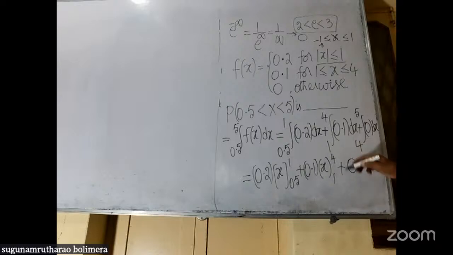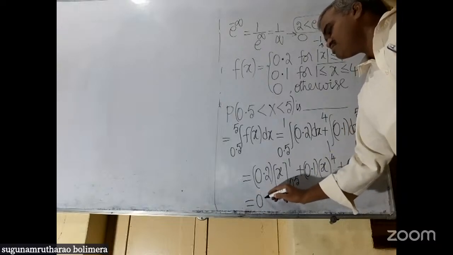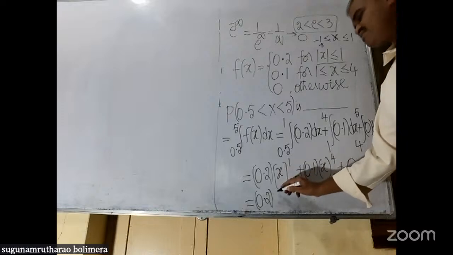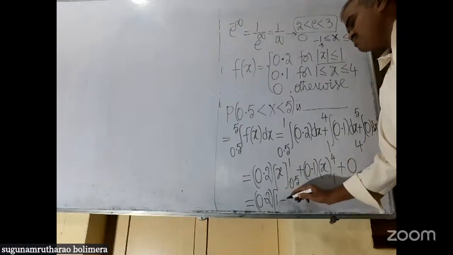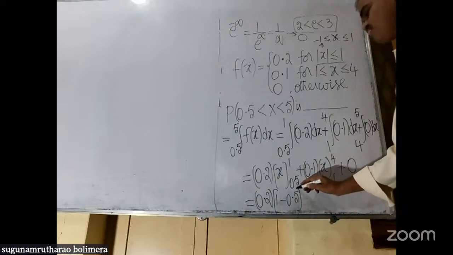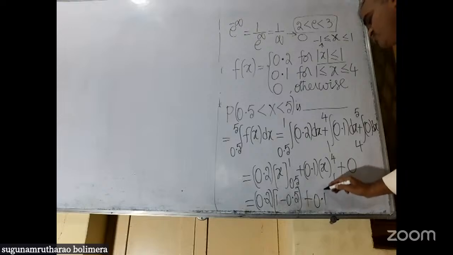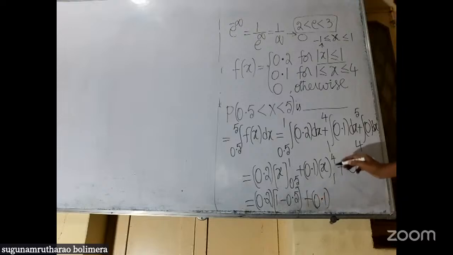So this is nothing but 0.2 into the x value, 1 minus 0.5, plus 0.1 into the x value, 4 minus 1.